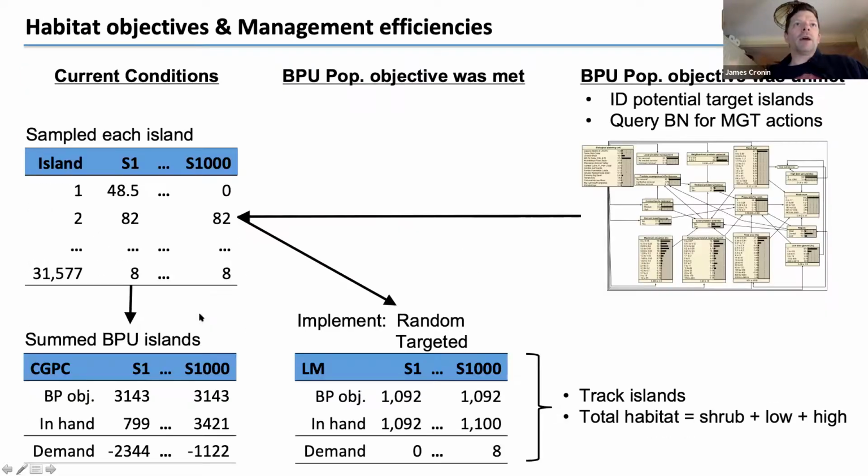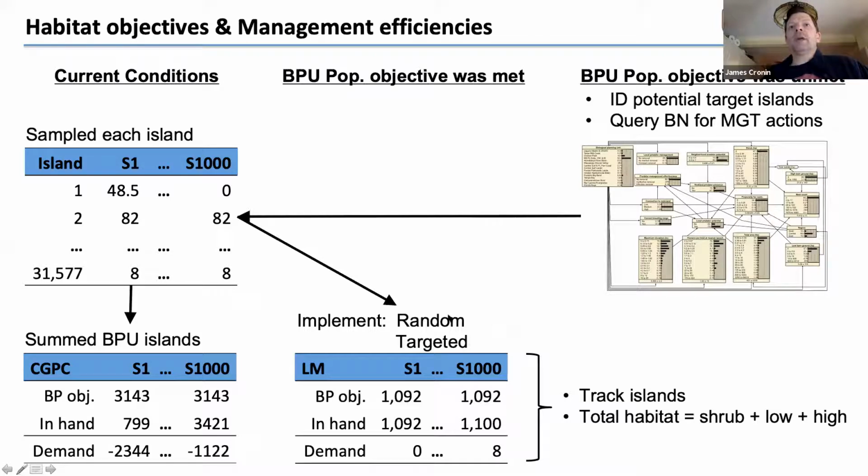So we're going to walk through how we do that. Just focus on this column here. What we just did is we sampled each island's predicted nest distribution 1,000 times and then summed it up across the whole BPU. For the 6 BPUs where the population objective was met, instead of just summing across all the islands, we could randomly select islands until the population objective is met, or we could go after the islands that have the highest nest count first. And we're just going to keep grabbing those islands to meet the population objective.